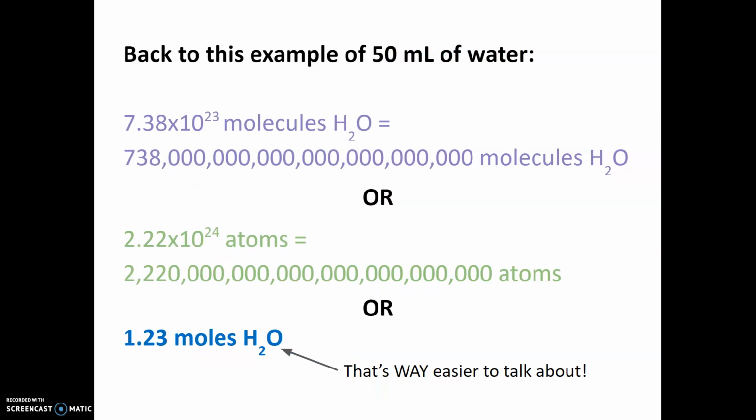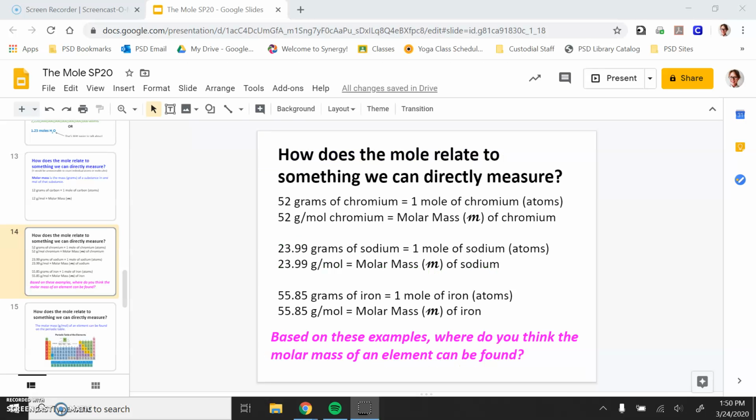Okay, anyway, moving on. So if we look back at our example of 50 milliliters of water, this unit, the mole, allows us to go from 738 sextillion molecules, or 2 septillion, 220 sextillion atoms, and it allows us to just say 1.23 moles of water. That's like, oh, okay, that's way easier to talk about.